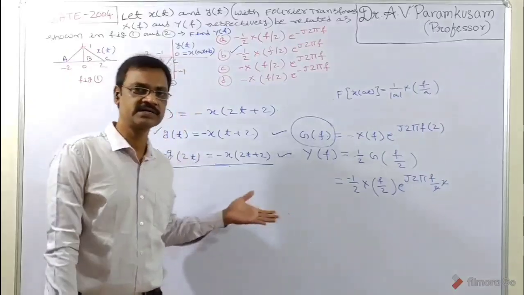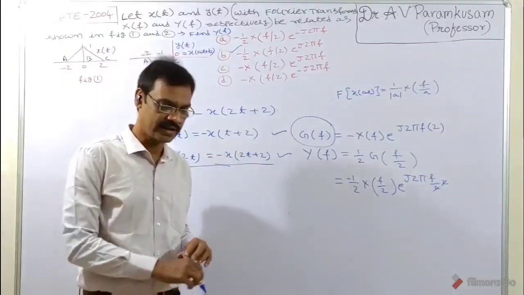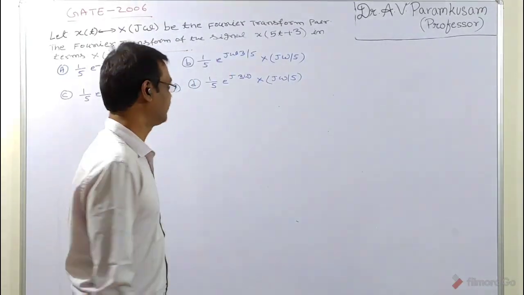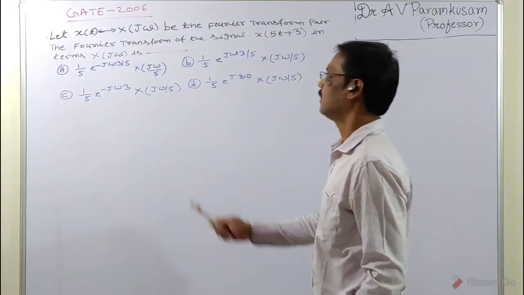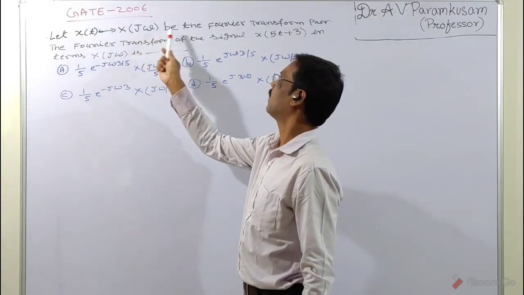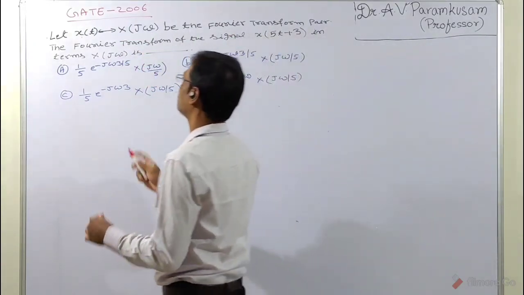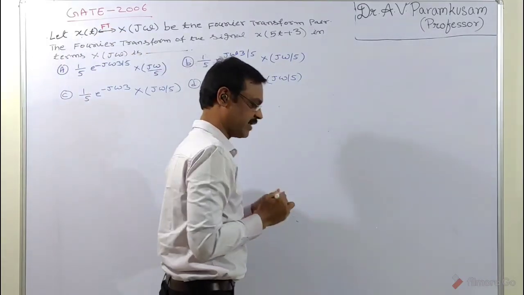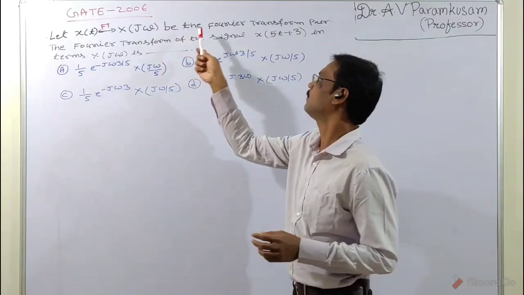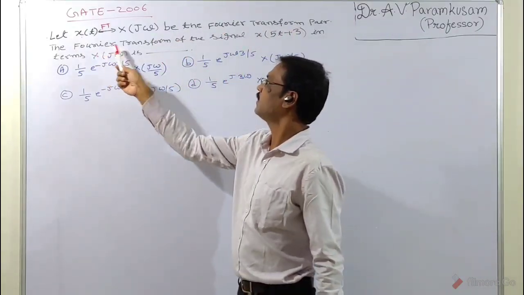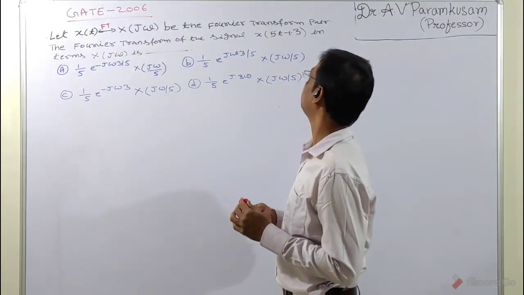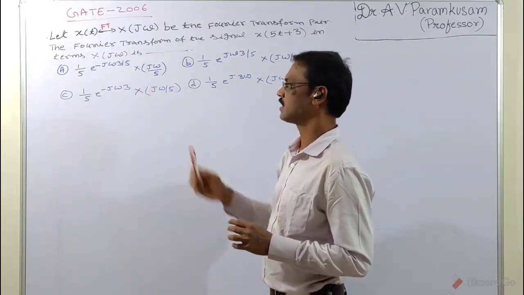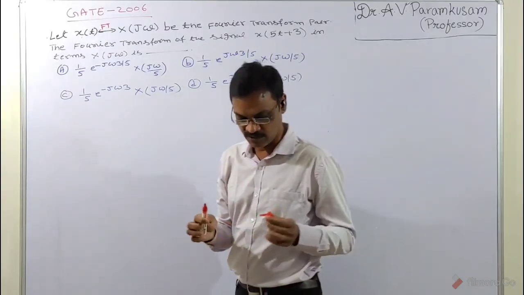Now we will discuss another problem which is given in the GATE. In GATE 2006, one problem is given. The statement of that problem is: let x of t and X of j omega be the Fourier transform pair, that is, the Fourier transform of x of t is equal to X of j omega. The Fourier transform of the signal x of 5t plus 3 in terms of X of j omega is given by, 4 options are given. Let us solve the problem.